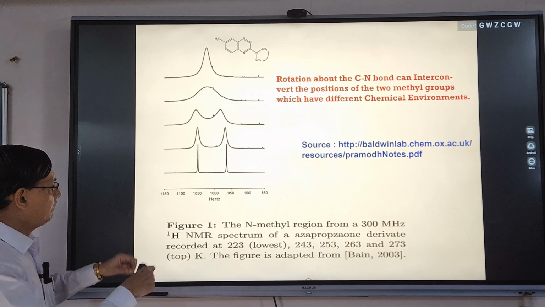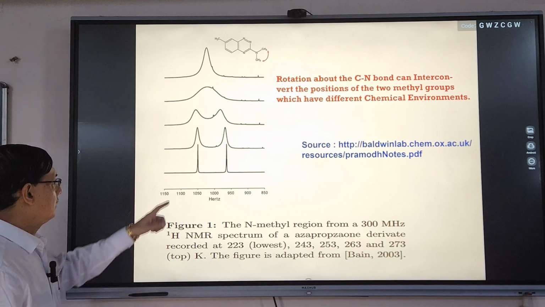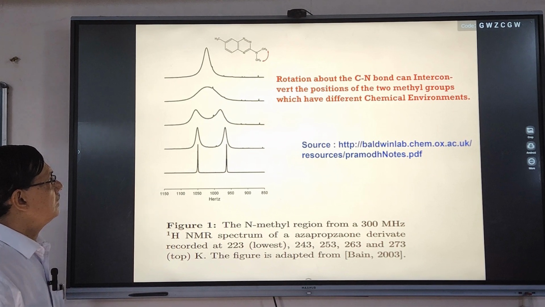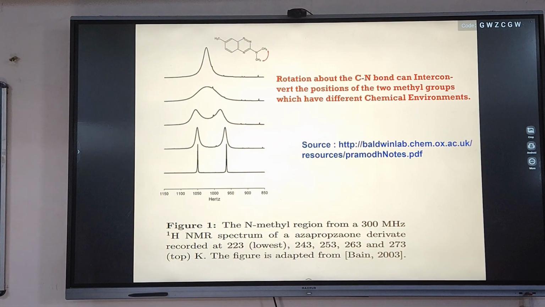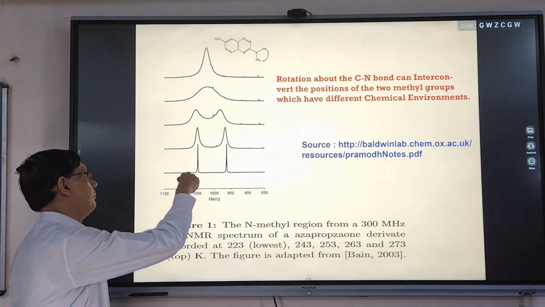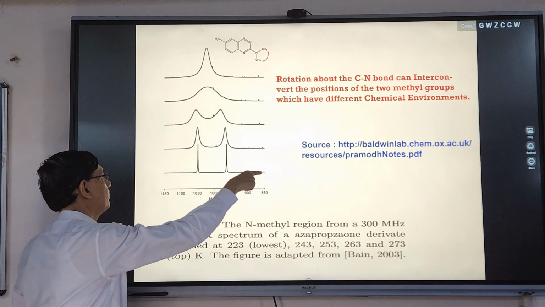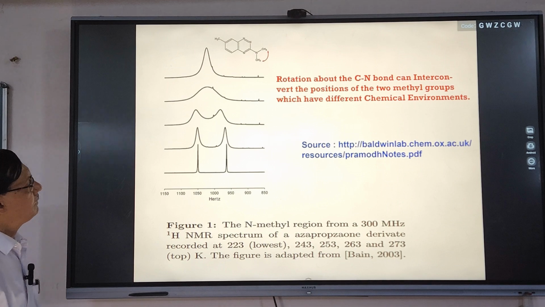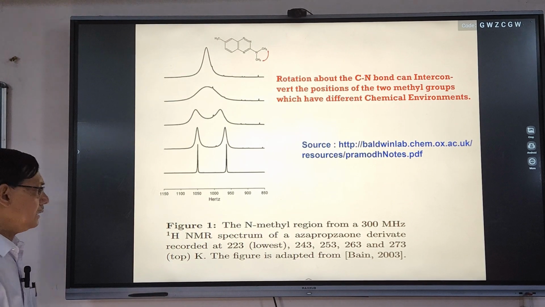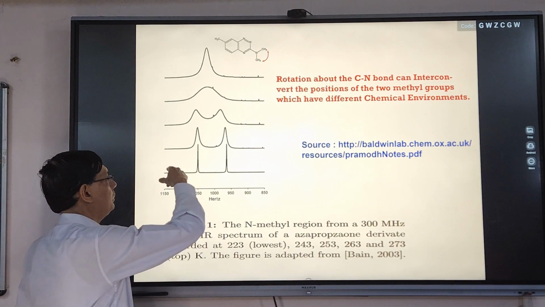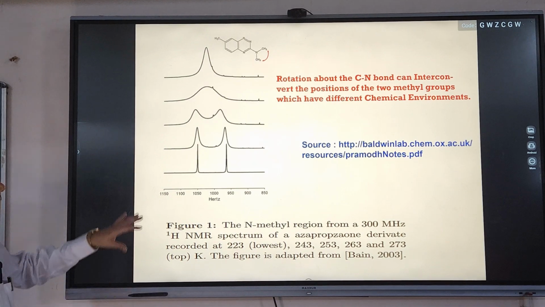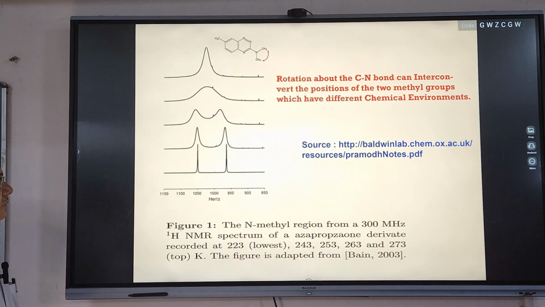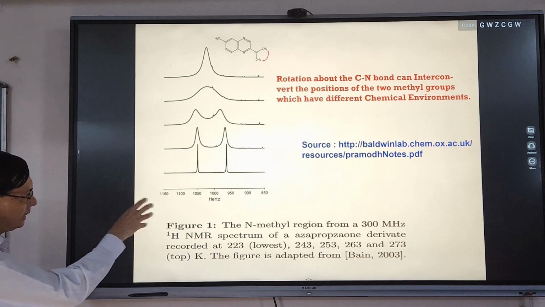And they are getting such types of peaks. If they follow this Bloch concept, in the first case, when the temperature is very low, they are getting very sharp peaks. That means the lifetime is very high, so there is no exchange. As we increase the temperature, you see coalescence, and ultimately we are getting one peak. So that throws some light that such a thing will happen.